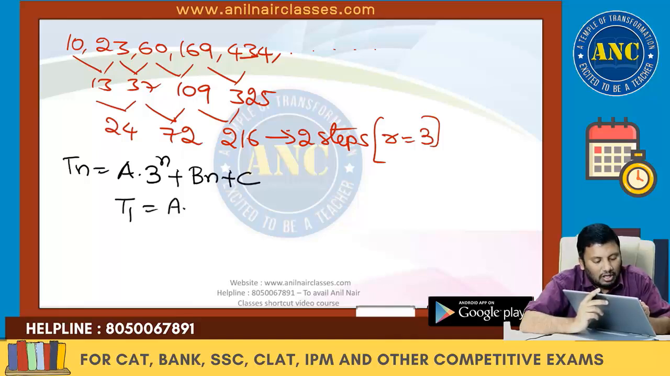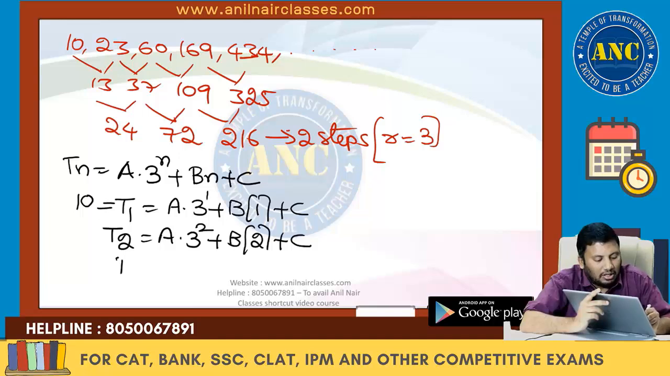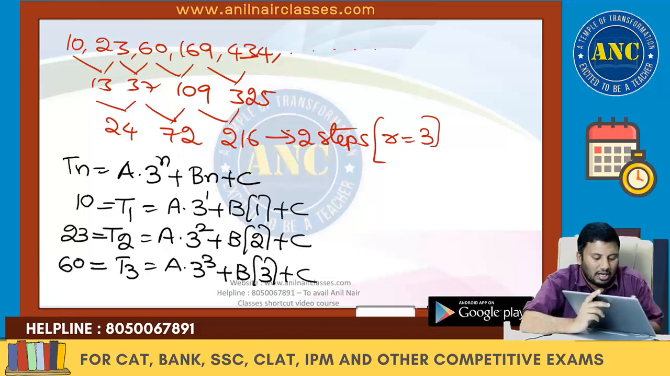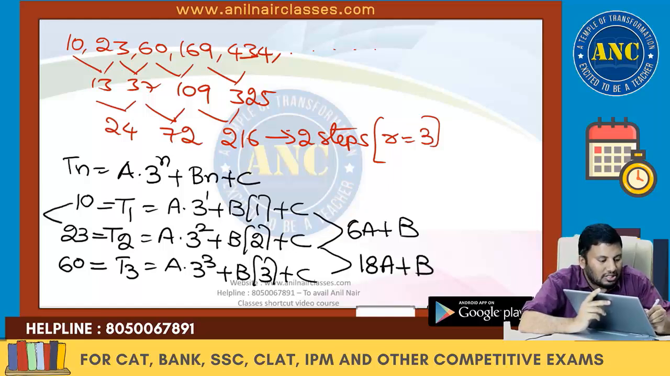N value 1. A into 3 plus b into 1 plus c. This is nothing but 10. N value 2. This is a into 3 square plus b into 2 plus c. N value 3. This is a into 3 cube plus b into 3 plus c. This is 23. This is 60. 9a minus 3a, 6a, 6a plus b. This is 27a minus 9a, 18a plus b. These are 13 and 37.